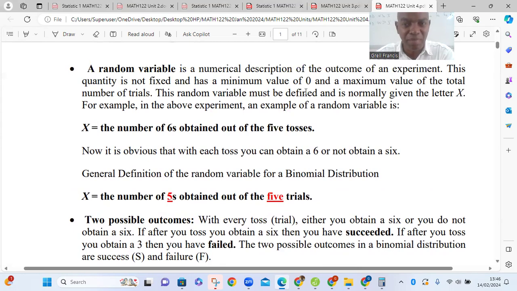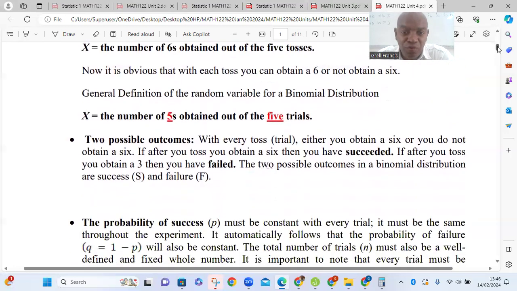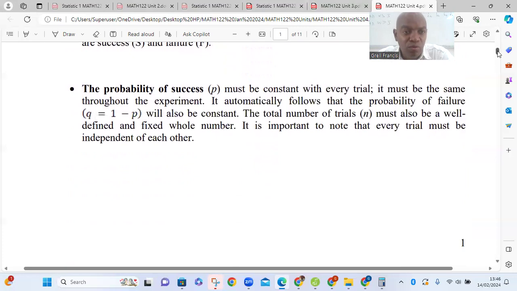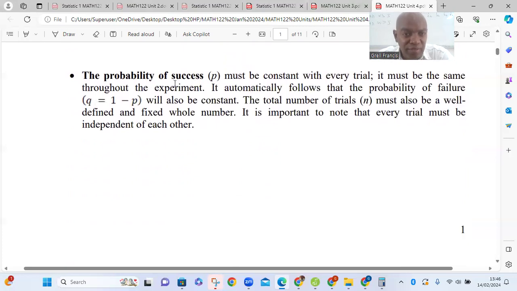So that's what is meant by this quantity is not fixed and has a minimum value of 0 and a maximum value of the total number of trials. So the number of 6s obtained can be 0, 1, 2, 3, 4, or 5. Now, let's talk about the probability of success, given the lowercase letter p. It must be constant with every trial. It must be the same throughout the experiment.